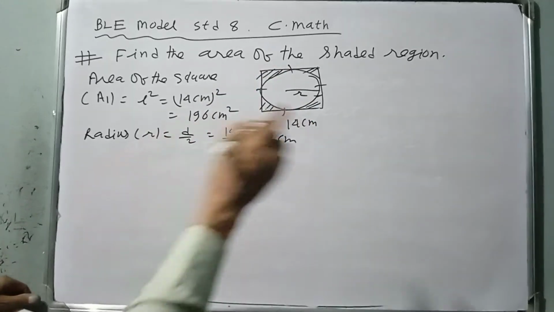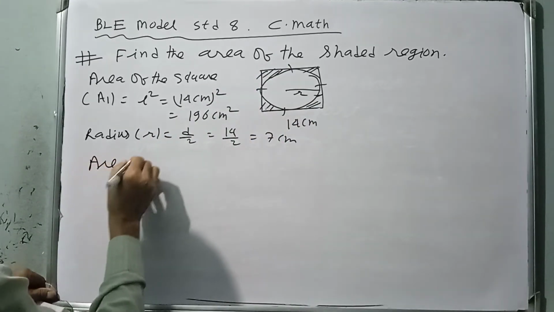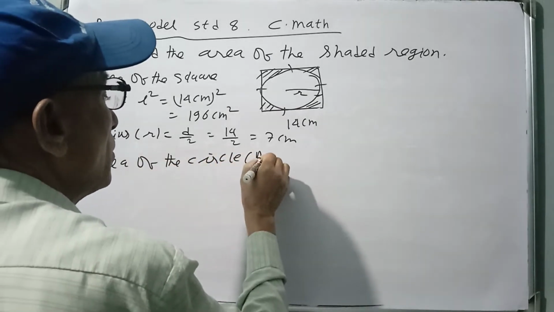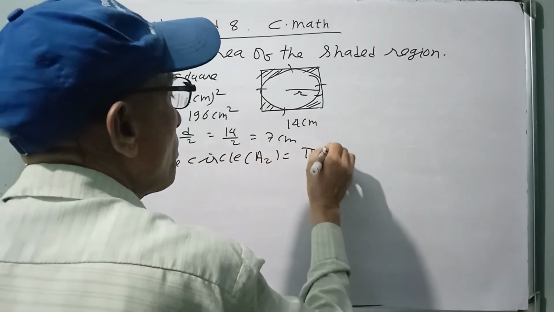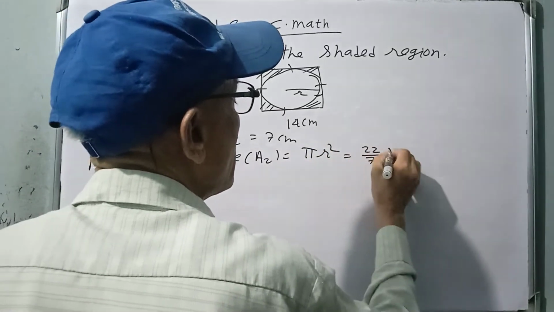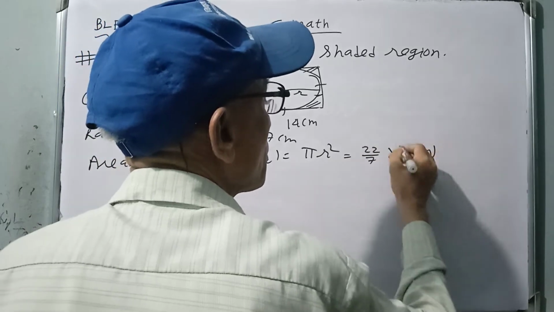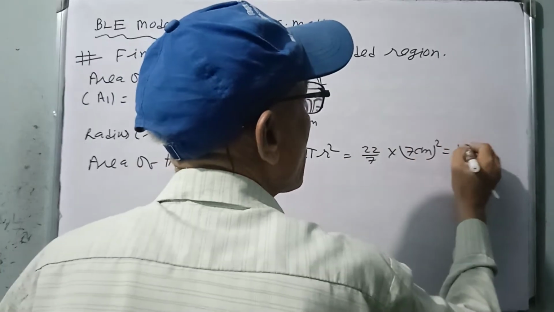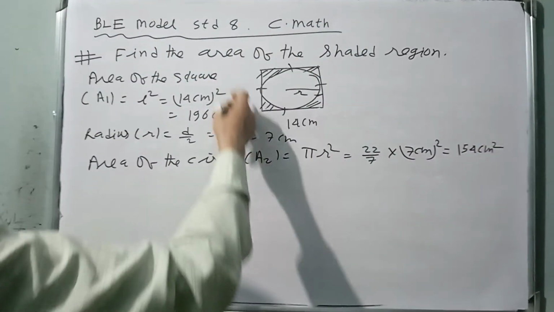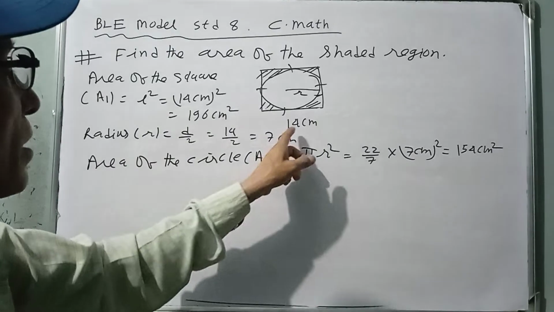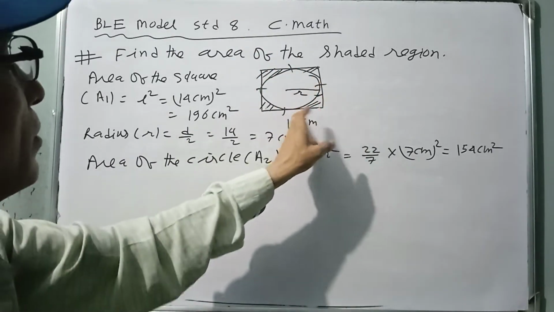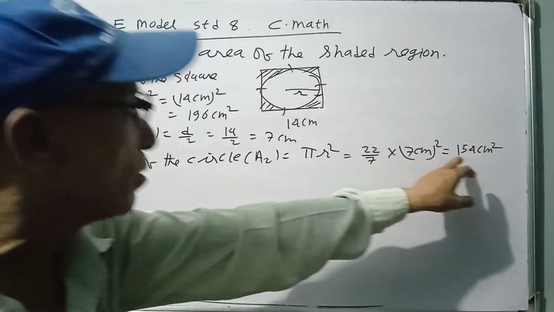Here, what is the area of the circle? Area of the circle inside, A2. What is the formula? Pi r square. Remember, pi r square. Pi is 22 by 7, r is 7 centimeter, whole square. Use a calculator. You will find 154 cm square. Whole area is 196 cm square. The area of the circle inside the square is 154 cm square.